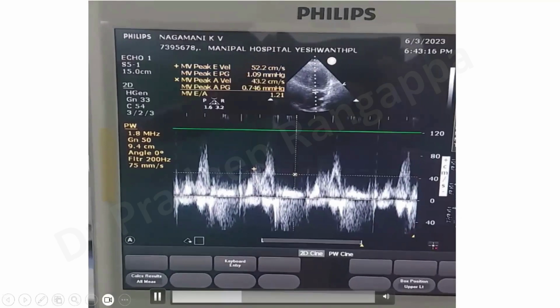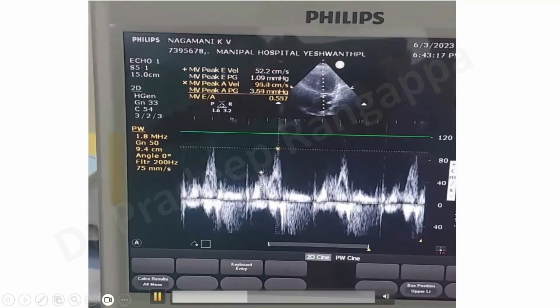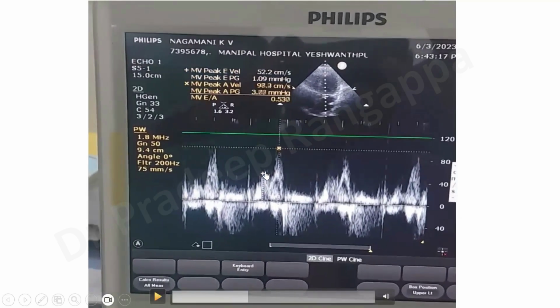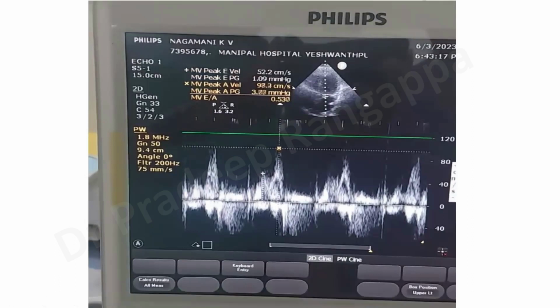We are keeping the cursor there at the E. You saw that? We are keeping the cursor at E, then at A, and the echo automatically populates the mitral valve E by A ratio, and it is given as 0.53. So less than 1 is normal, 1 to 2 is grade 2, and more than 2 is grade 3. So this is grade 1, as you can see, E by A.